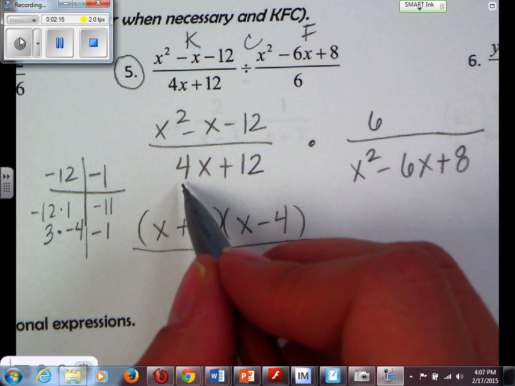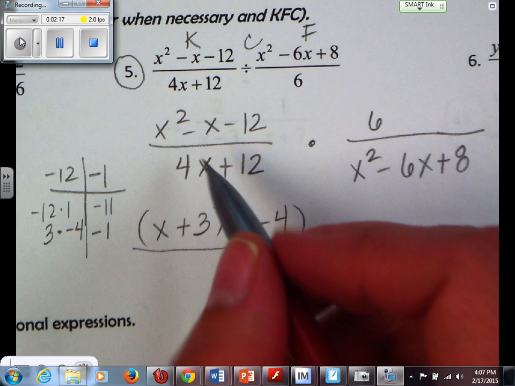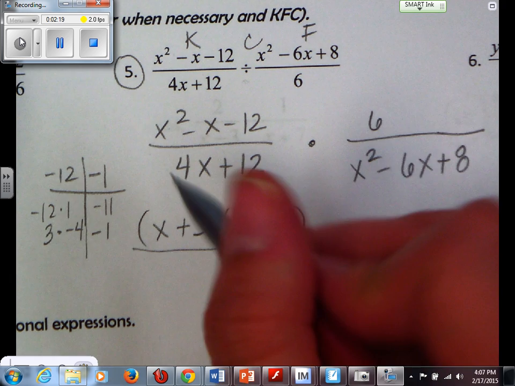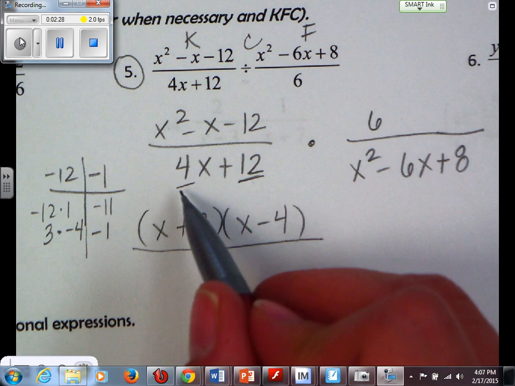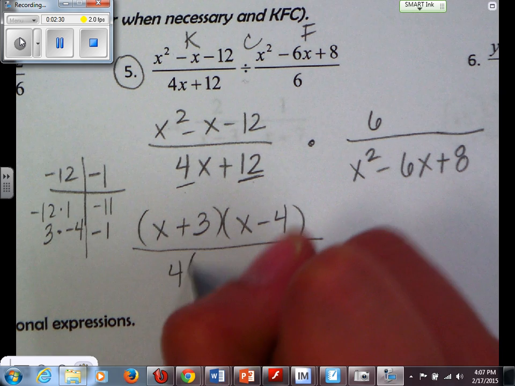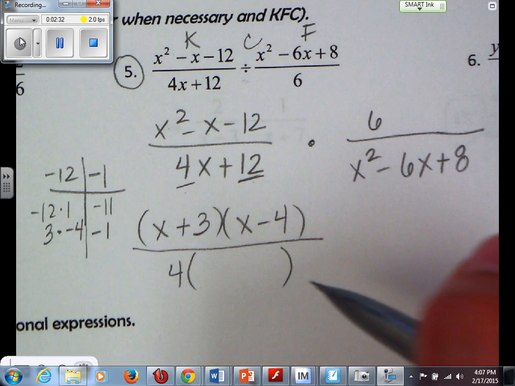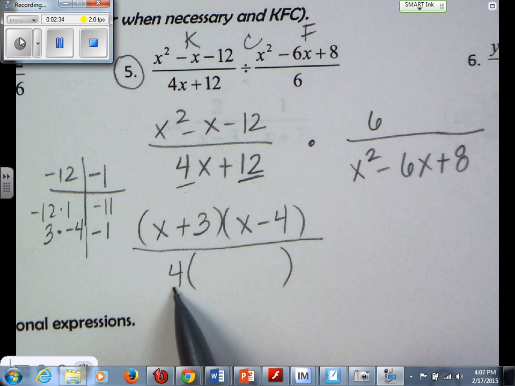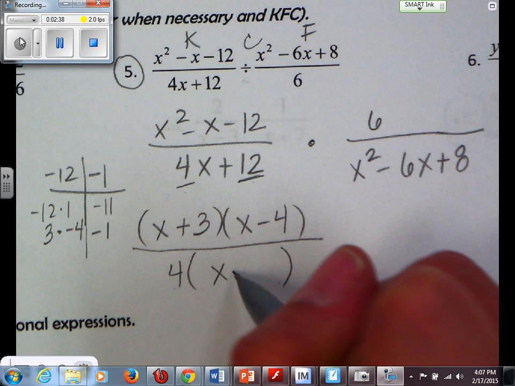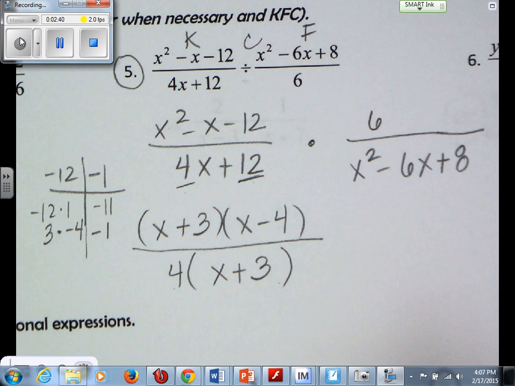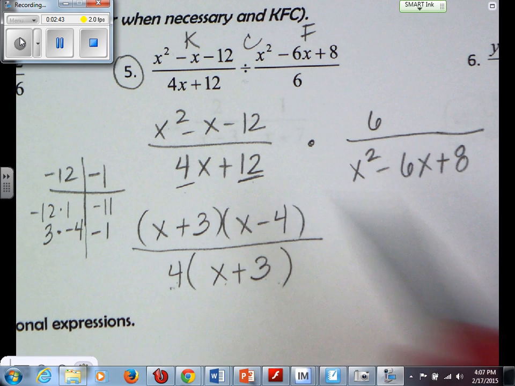On the bottom, you don't have an x squared, so you can't get 2 sets of parentheses. The only thing you can do is get the greatest common factor. What do they have in common? Not a 12, but a 4. So you're going to factor out the 4, and you're left with parentheses. So the question is 4 times what will give you 12? X plus 3. Perfect. 4 times 3 gives you 12, and 4 times x gives you 4x.